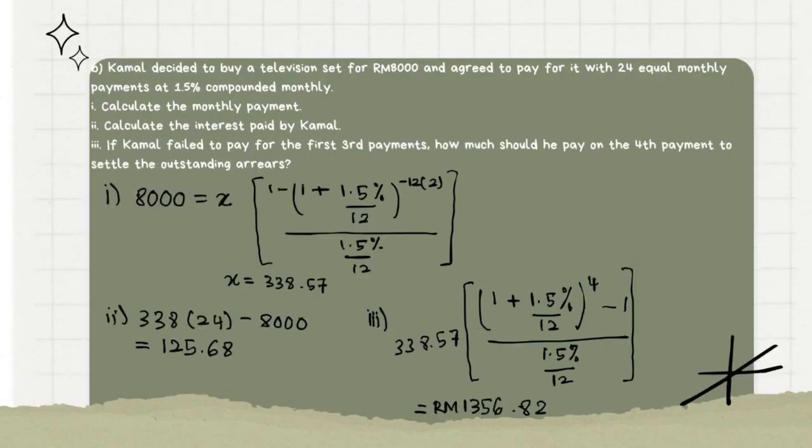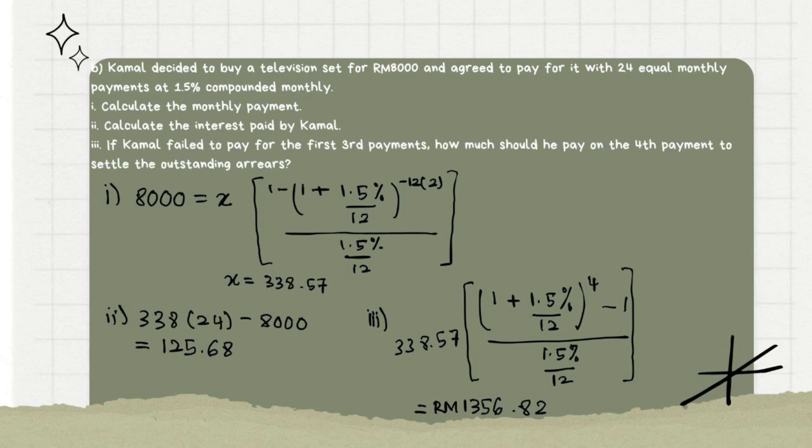Question B. Kama decided to buy a television set for 8,000 ringgit and agreed to pay for it with 24 equal monthly payments at 1.5% compounded monthly. Calculate the monthly payment. So we have to use the present value formula, which is A equals R[1 minus (1 plus i) to the power of negative n] divided by i. Substitute into the formula, it will be 8,000 equals X[1 minus (1 plus 1.5% over 12) to the power of negative 12 times 2] divided by 1.5% over 12. So we will get X equals 338.57.